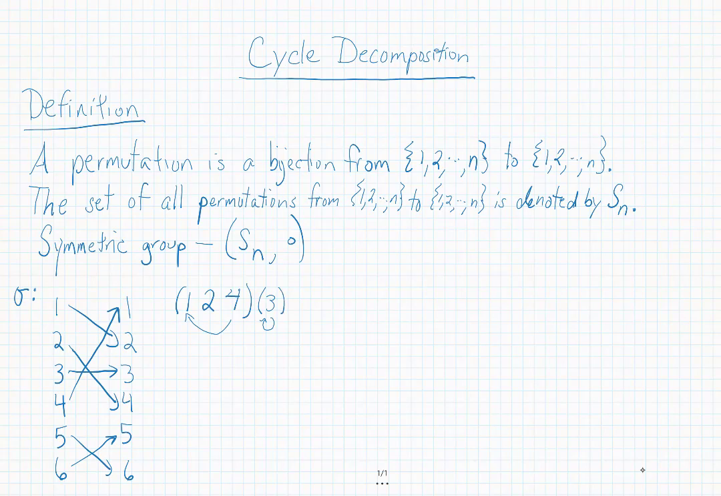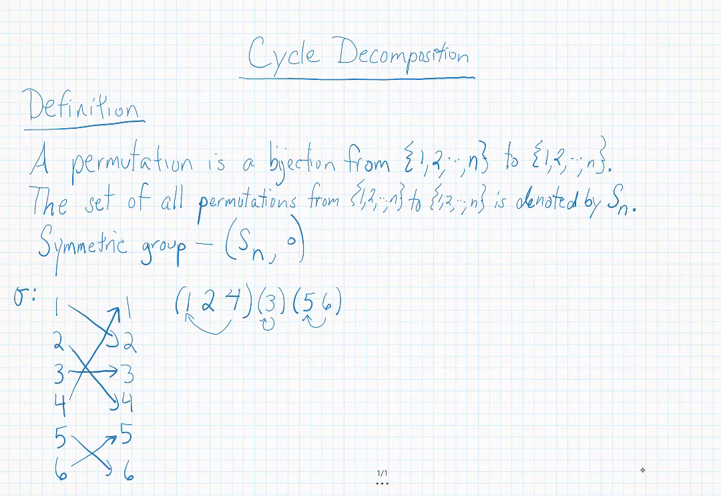Notice we've accounted for 1, 2, 3, and 4. We have 5 now, which will be our next number that we're dealing with. So 5, if you notice, goes to 6. And where does 6 go to in our map? 6 goes back to 5. Since we go back to our beginning term, we close it off like that.